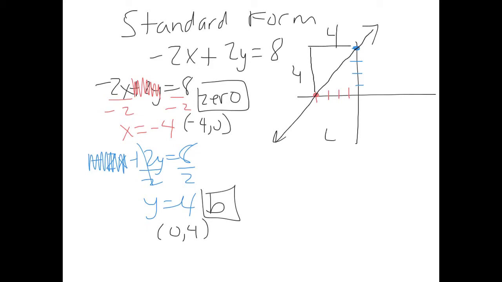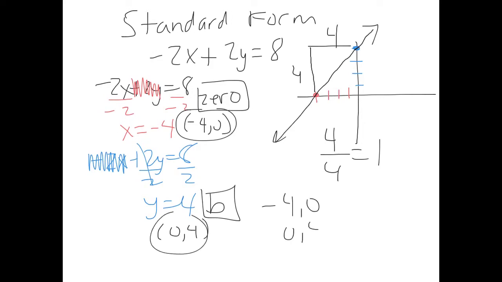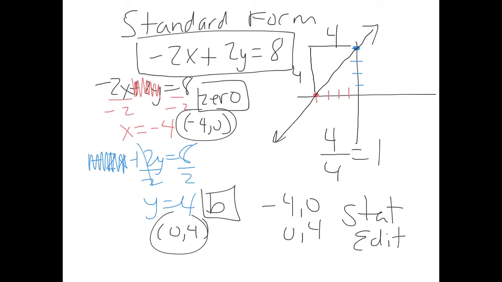So your slope here is 4 over 4 or 1. Okay? You have some other options here. You could take these 2 points right here and stack them and then do stat edit. And if you do stat edit, that would give you your y equals equation for you. And so that's one of the ways you can take something we learned earlier in the year, standard form, get yourself 2 points from it, and do stat edit.